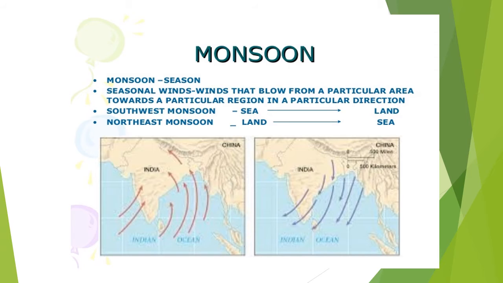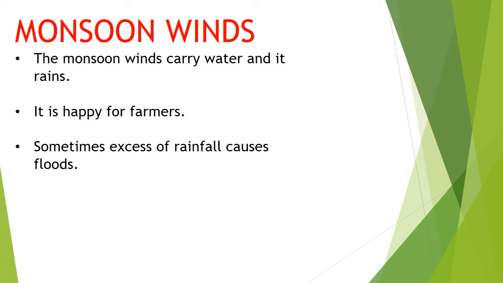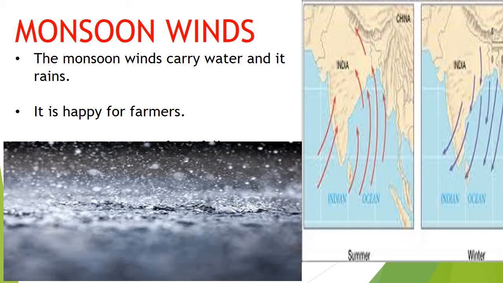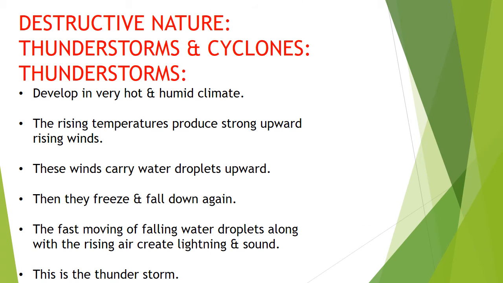So let us move towards the next part of the topic. Monsoon winds carry water and it rains. It is happy for farmers, but sometimes excess rainfall results in the formation of floods. So many times, harvest season depends on the rainfall, right? But excessive rain is also the reason why floods are caused in India. Destructive nature. This destructive nature, we will discuss thunderstorms and cyclones.